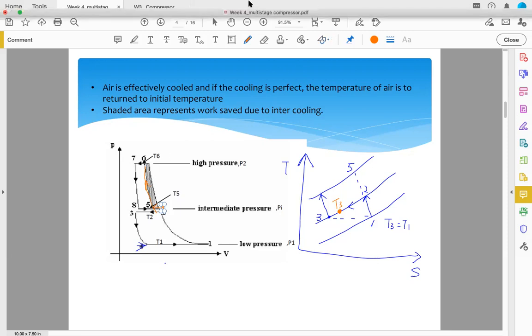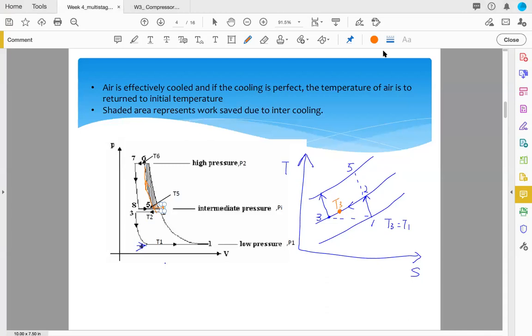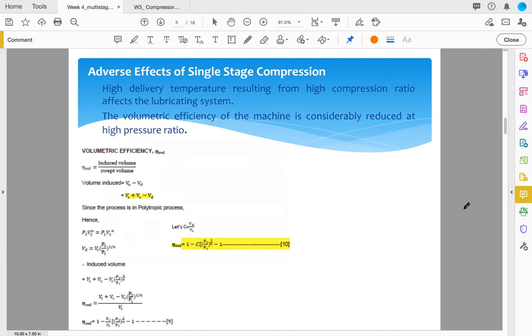So make sure you understand this concept first, don't be confused. There are a few assumptions for this two-stage compression. The first one is we ignore the effect of clearance and we assume that there is no pressure drop in the intercooler, and the compression in both cylinders is polytropic. In this whole diagram, the suction and the FAD take place at constant pressure. We assume that there are no changes in the pressure. Is that okay?